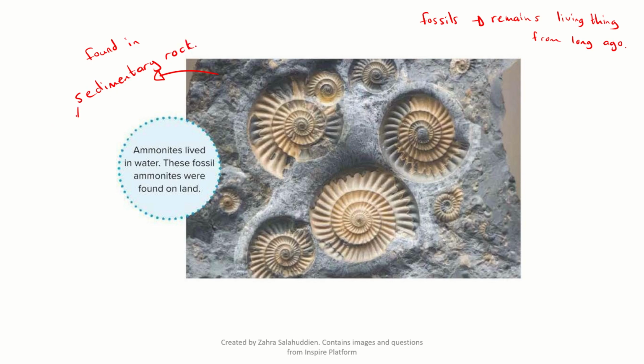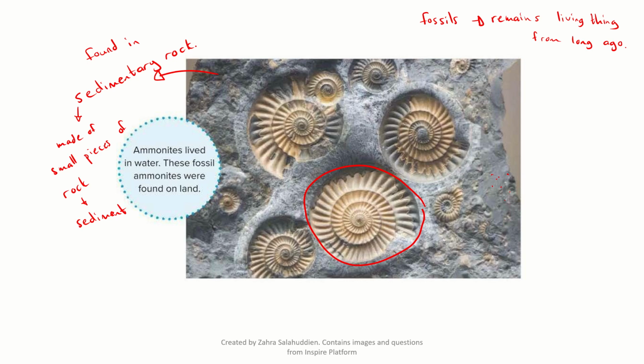Sedimentary rock is made of small pieces of rock stuck together. So it's made of small pieces of rock, and those small pieces of rock are called sediment. Okay, so the little pieces of rock over here, the sediment, glued together, create a big rock called sedimentary rock. And inside of that rock, we find our fossils. And the fossils are the remains of living things from millions of years ago.